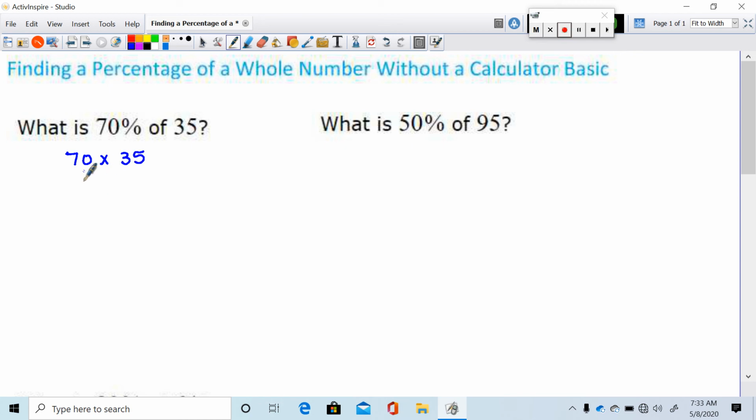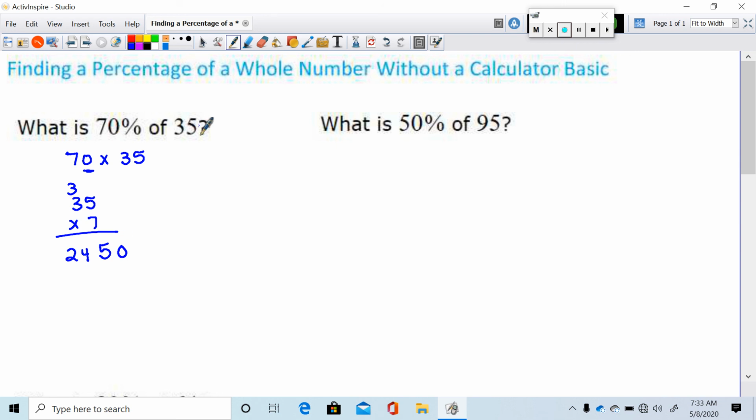Now because the 70 has a trailing zero, I can do this as 35 times 7. So 5 times 7 is 35, carry the 3. 3 times 7 is 21, plus 3 is 24. Now that 0 that I took off, you put it back in now.